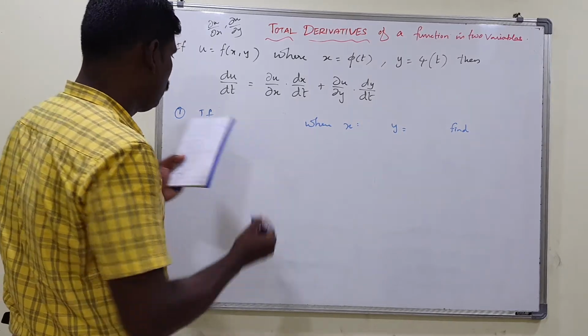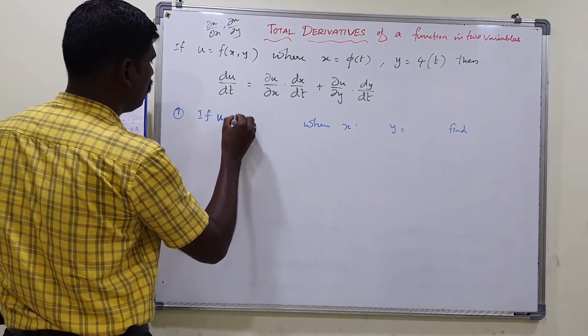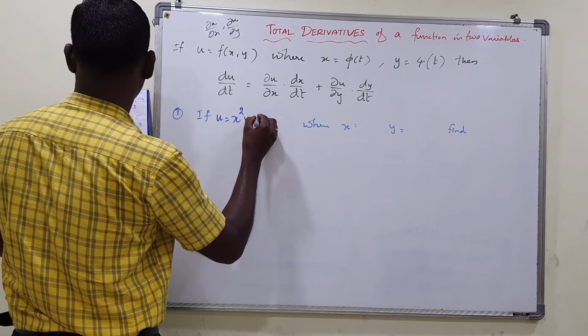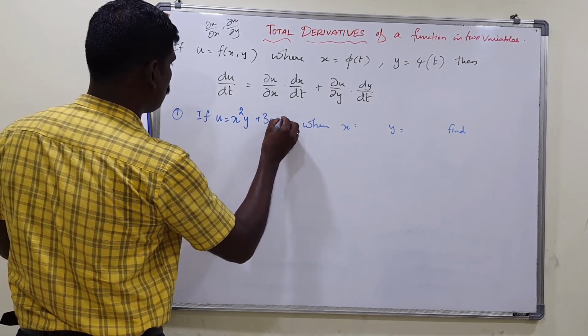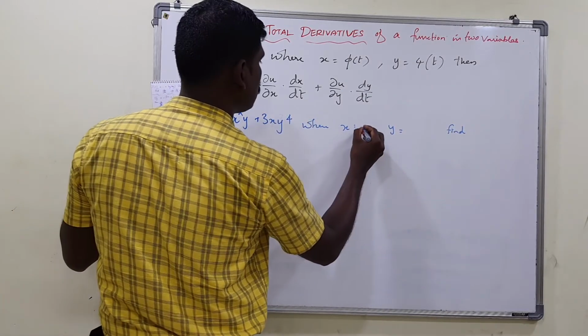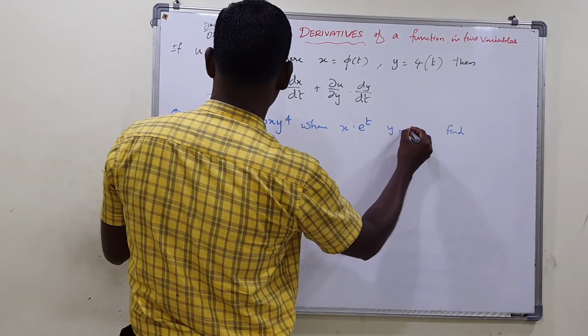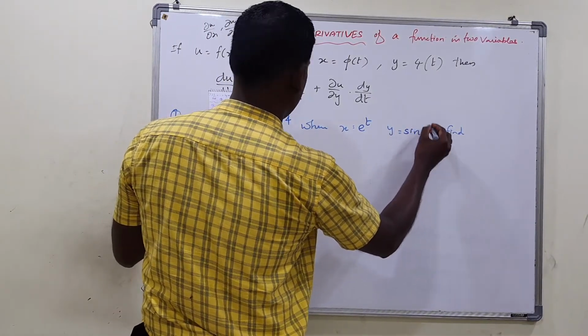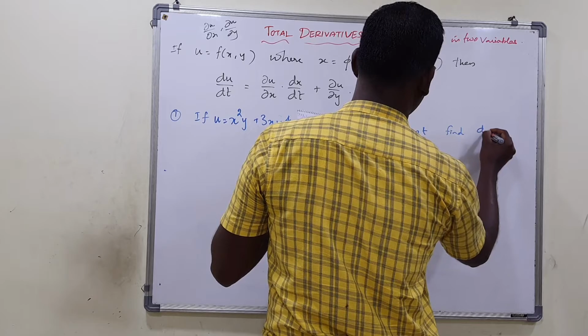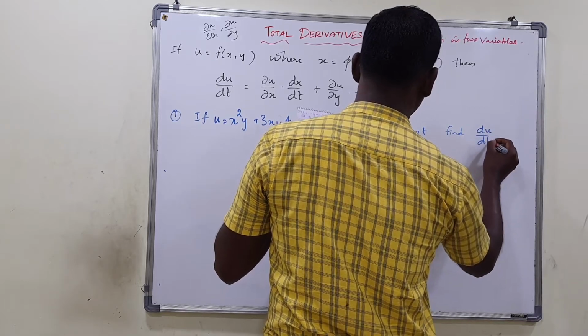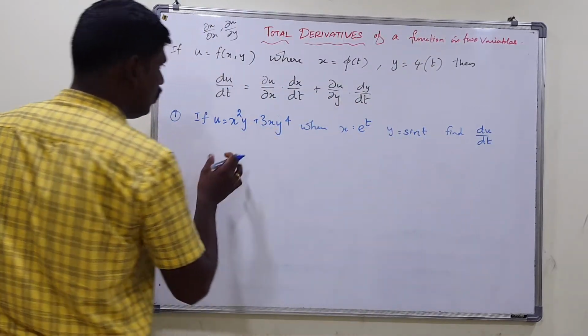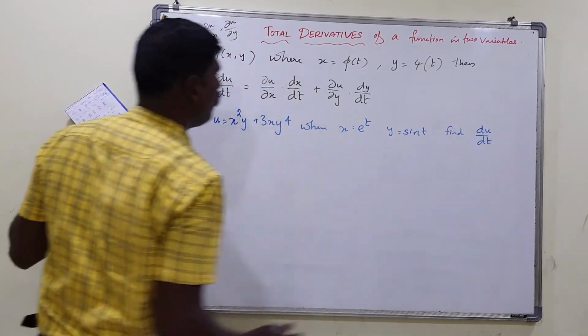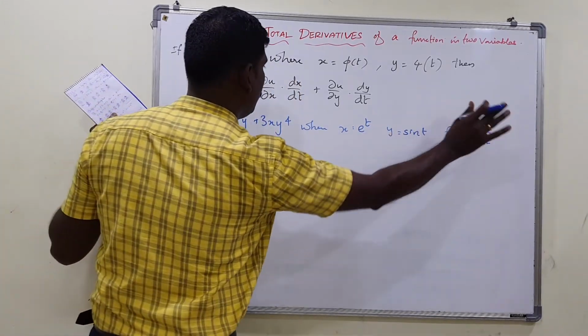u is equal to x square y plus 3x y to the power 4. x is equal to e power t and y is equal to sin t. Find du by dt. Okay, right? Don't worry about what we need to find.